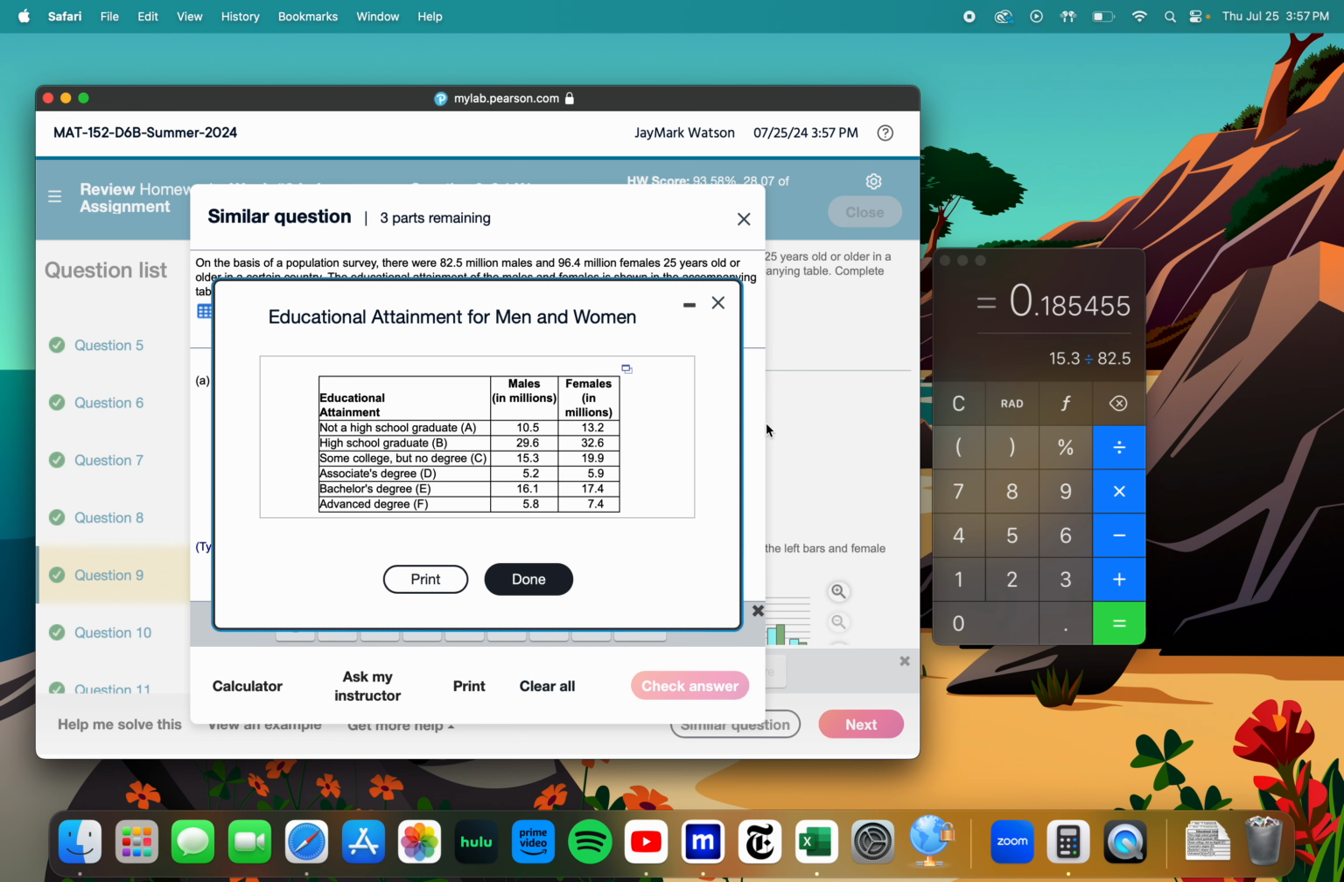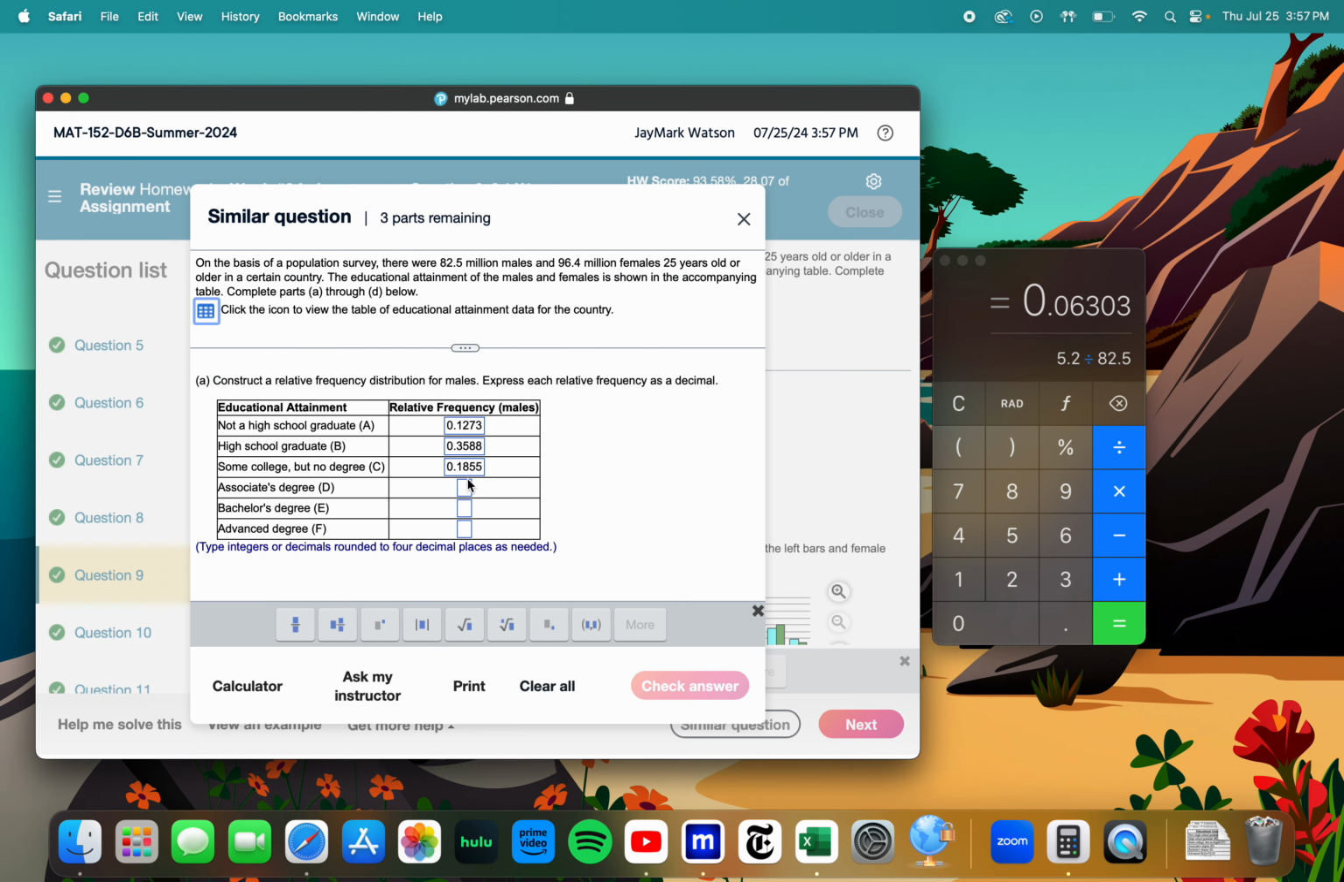All right, associate's degree, 5.2. Oh, wait, 5.2. That's smaller. I'll fix the whole problem again. 0.0630. And you don't round because that's not big enough.